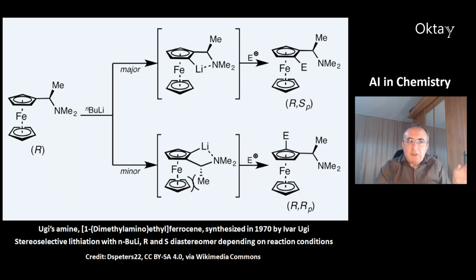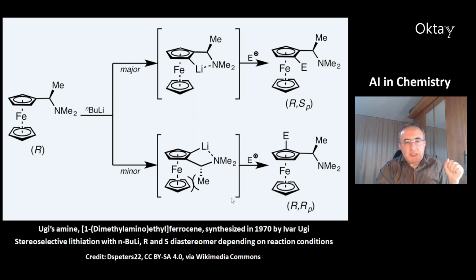And this interesting compound, that's Yugi's amine, that's the compound at the left. That's 1-dimethylamino ethyl tyrosine. It was synthesized in 1970 by Ivar Yugi. You can use it for stereoselective lithiation with n-butyllithium. This gives you either R and S diastereomers depending on the reaction conditions.